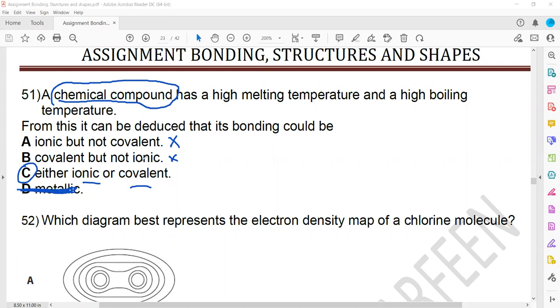Like if covalent is there, maybe giant covalent, it will have a high melting and boiling point. So for the first statement, a chemical compound, option D is totally removed because option D is for metals. Metals have a giant structure of positive ions and delocalized electrons. So in the case of metal, it cannot be a metal compound. If it was a metal compound, then it will be an ionic structure, not known as the metallic structure.